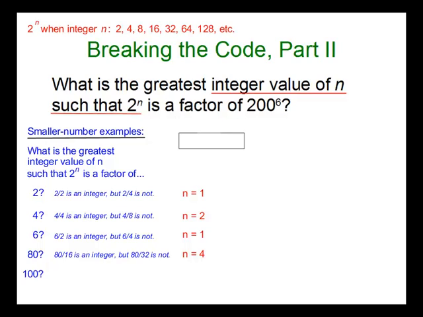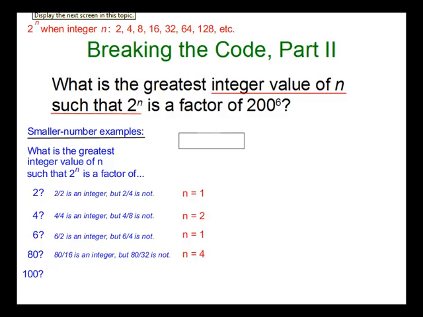80 is divisible by 16. 80 over 16 is 5, in case you're checking. But 80 divided by 32 is not an integer. So 16 goes in, that's 2 to the 4th, n is 4.